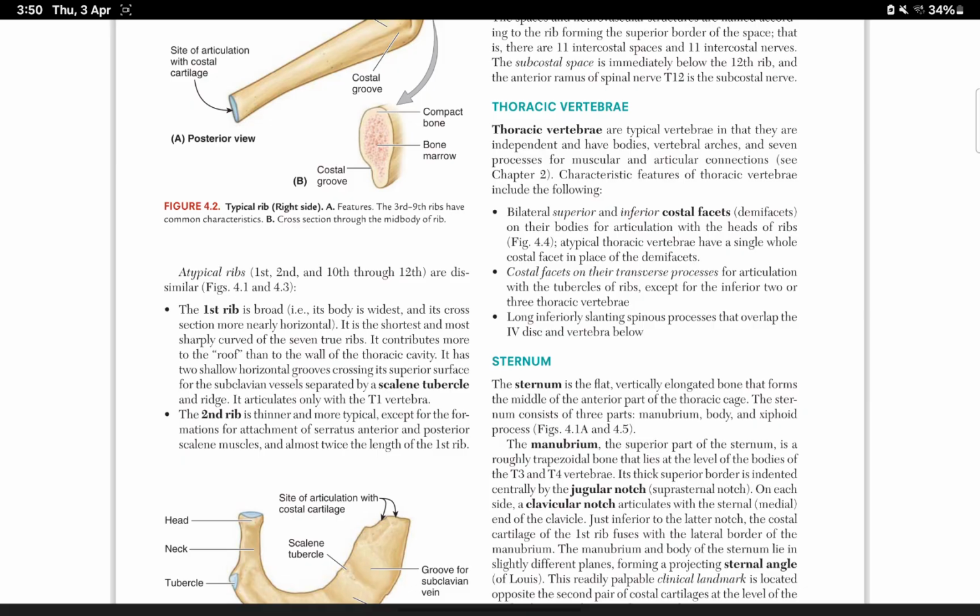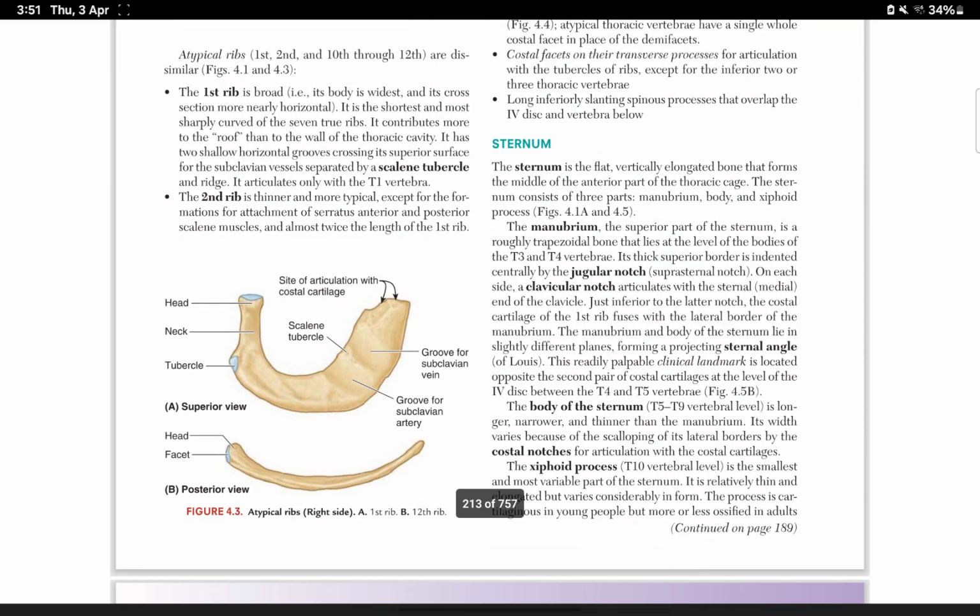It has two shallow horizontal grooves crossing its superior surface for the subclavian vessels, separated by the scalene tubercle and ridge. It articulates only with the T1 vertebra. The second rib is thinner and more typical, except for the tuberosity for attachment of serratus anterior and posterior scalene muscles, and it is almost twice the length of the first rib. You can see the image also.